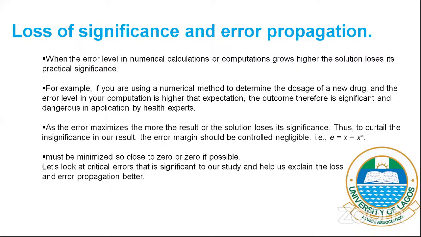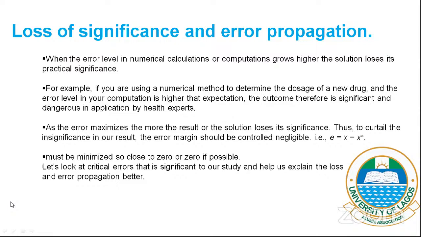Sir, can you explain that line again? I said, as the error maximizes, the more the result or the solution loses its significance. That means, when the error is high, at every point in time your solution must be close to zero error or even exact. So the solution loses its significance. Now, to control this insignificance in our results, the error margin should be controlled.